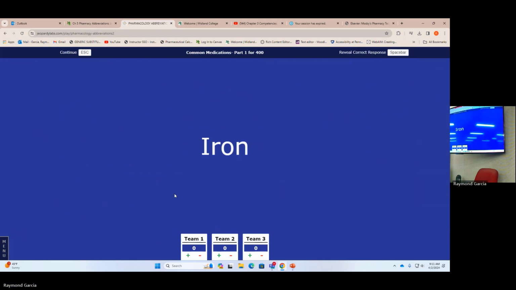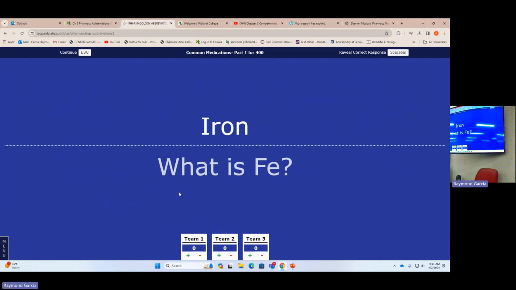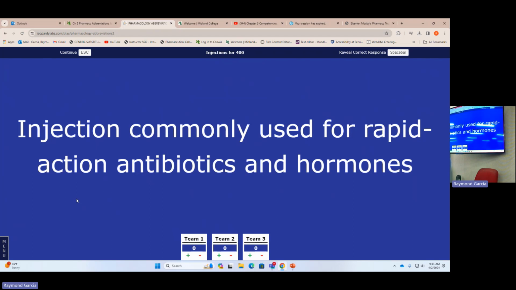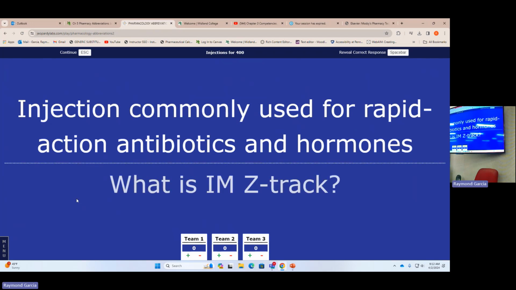Iron. Fe. Ferrous sulfate is iron, right? Injection commonly used for rapid action antibiotics and hormones. See what that is. IM. So this is like your azithromycin. For the most part, azithromycin.